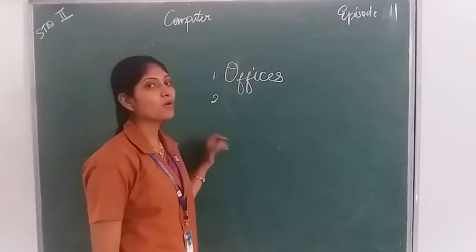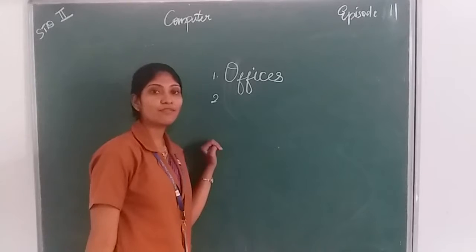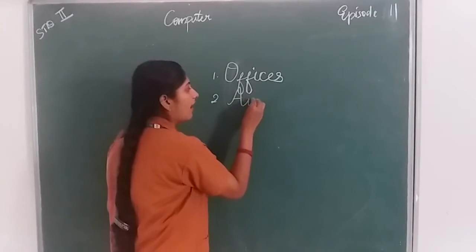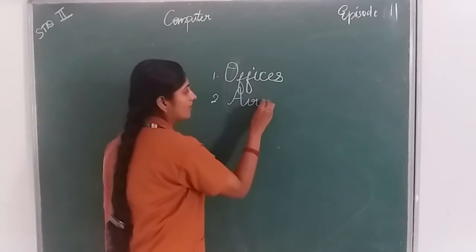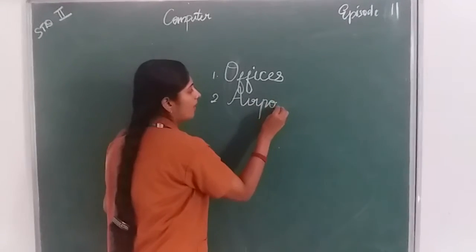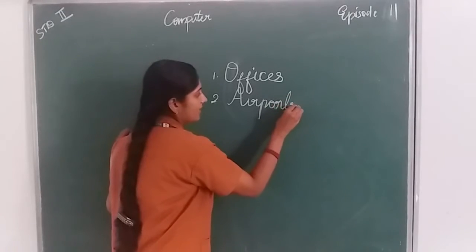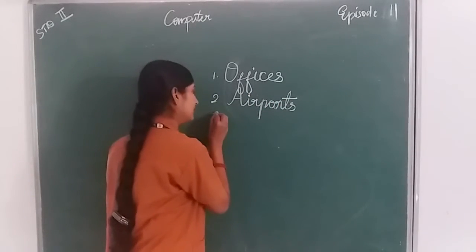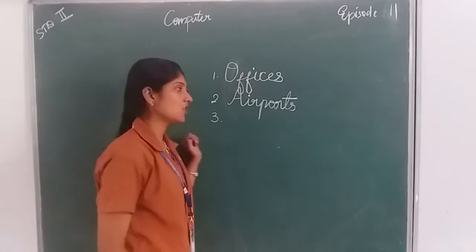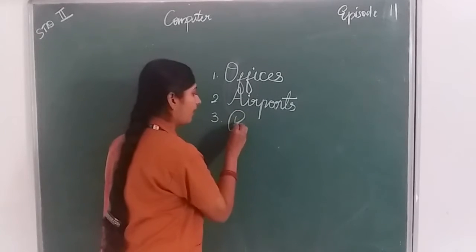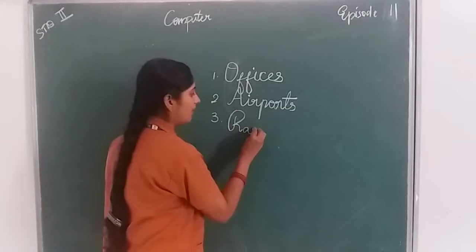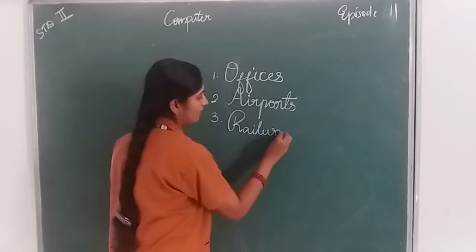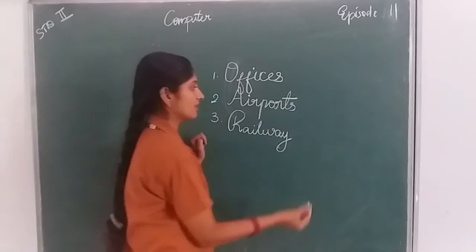Second place, airports or railway station. Then what is the spelling of airports? Airports. So second place, airports. Then third one, railway station. So what is the spelling of railway station? Railway station. Yes.